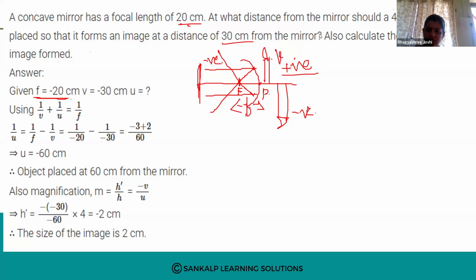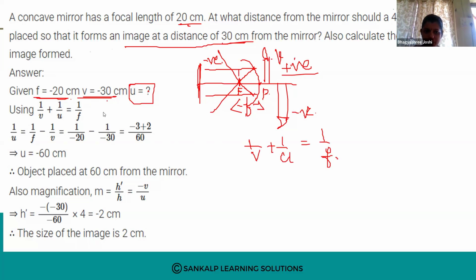And V is the image at a distance of 30 centimeters. So the image distance we know, that is V. V is minus 30 and the object distance we don't know, that is U. Okay. Why minus 30? Because the image will form on the left-hand side, so that is negative. Therefore we took it as minus 30. So the mirror formula: 1 divided by V plus 1 divided by U is equal to 1 divided by F. So 1 divided by U we don't know.